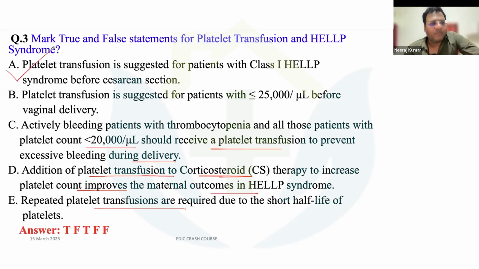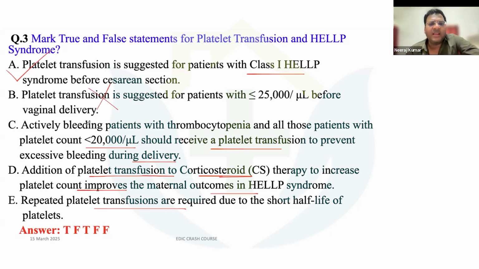So the first option, definitely, if you look at the Mississippi classification for HELLP syndrome, classification based on severity, class 1 is very, very severe. Go and read that Mississippi classification. There are 3 classes, 1, 2, and 3. Class 1 is very severe, class 2 is less severe, and class 3 is mild. So for class 1 HELLP syndrome, the platelet transfusion is suggested. Definitely it is right. The platelet transfusion is suggested with patient less than 25,000 before vaginal delivery.